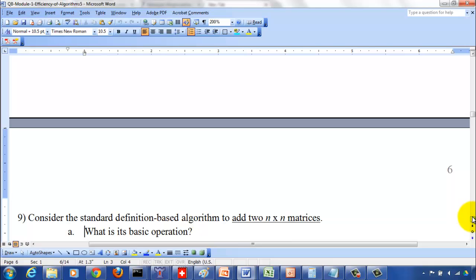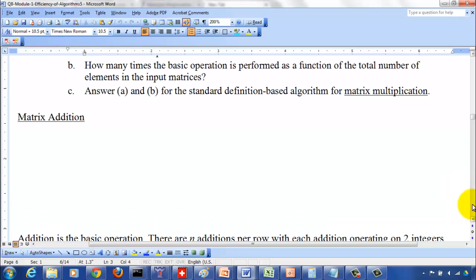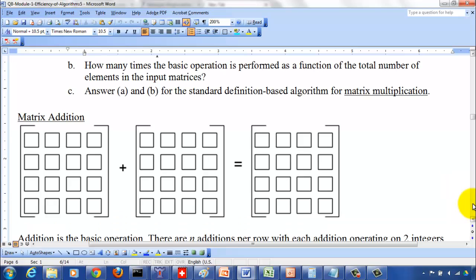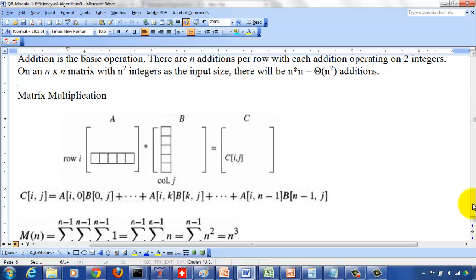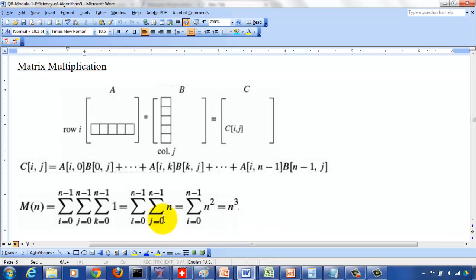Okay, so this is matrix multiplication. If you have a simple summation like this: i equals 0 to n minus 1, j equals 0 to n minus 1, k equals 0 to n minus 1. That's going to be the upper limit minus lower limit plus 1 kind of formula. So the i and j summations hold as they are, but for k it is n minus 1 minus 0 plus 1, so it's going to be n.